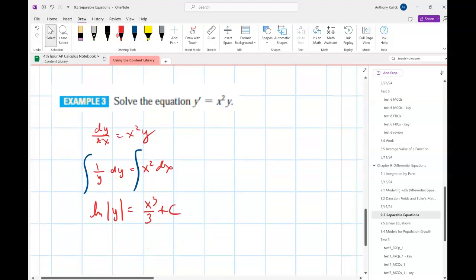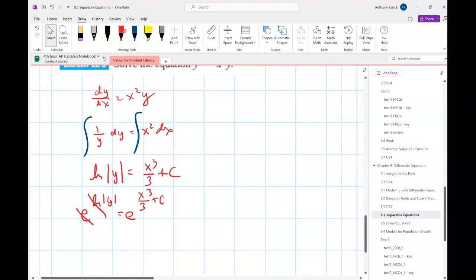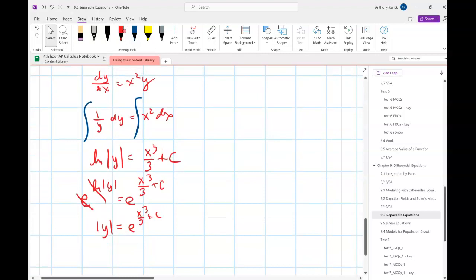Now let's get this y by itself. What do I have to do to do that? Yeah, so I'm going to put both sides to the, I'm going to do e to both sides. That's probably the way to say it. And how do I get rid of that? Plus or minus the e to the u. Yeah, very good.